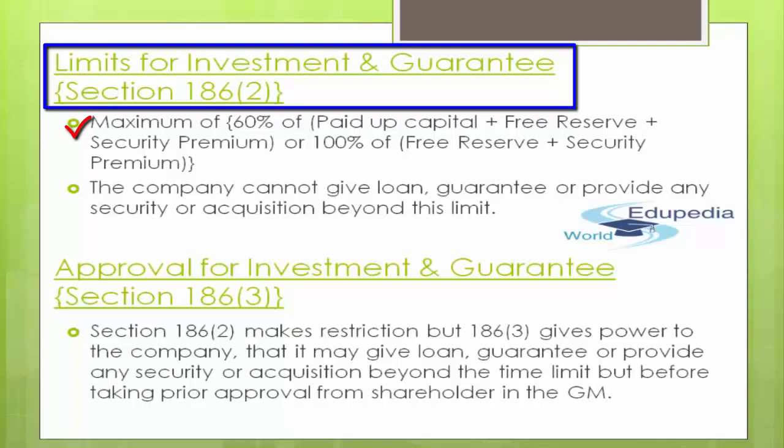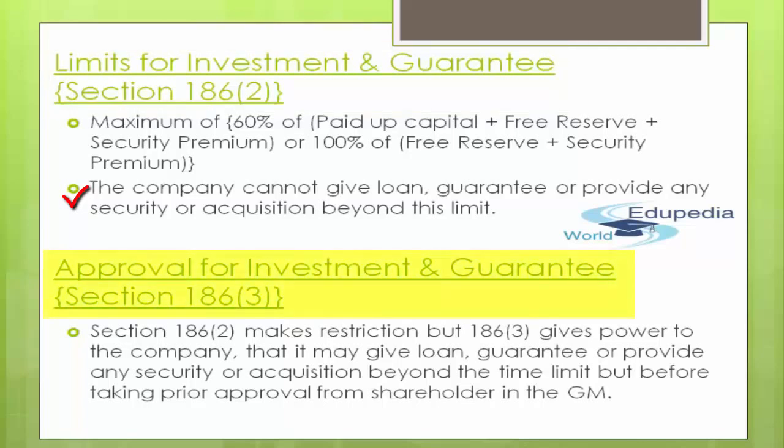The same thing has been provided under section 186 subsection 2. The company cannot give a loan, guarantee, or provide any security or acquisition beyond this limit. That has to be remembered. So this is the subsection which restricts it within the limit. However, having said that, I must tell you something about the next subsection. There you'll get more clarity.